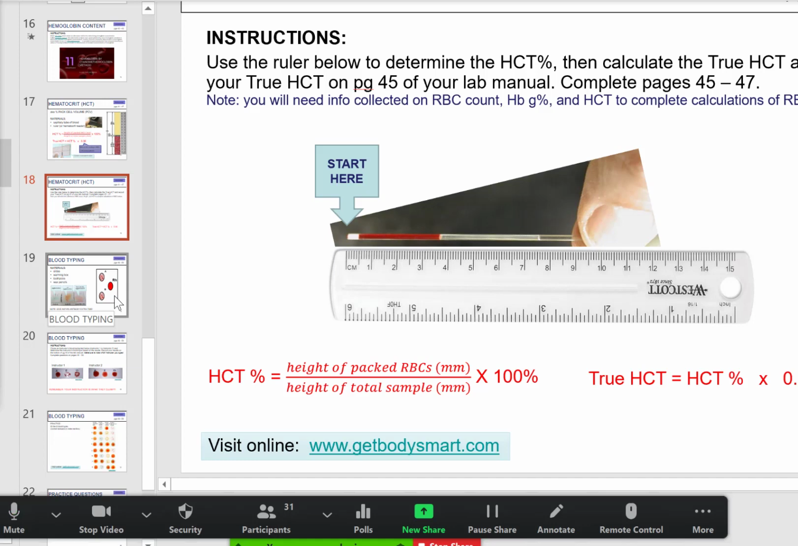60%. So this is the same kind of equation. The height of the total sample, think of that as the size of your test. How many possible points? The height of the packed red blood cells, think of that as how you performed on the test. How many did you get right? So you divide how many you got right by the size of the entire test. It's the same equation, really.